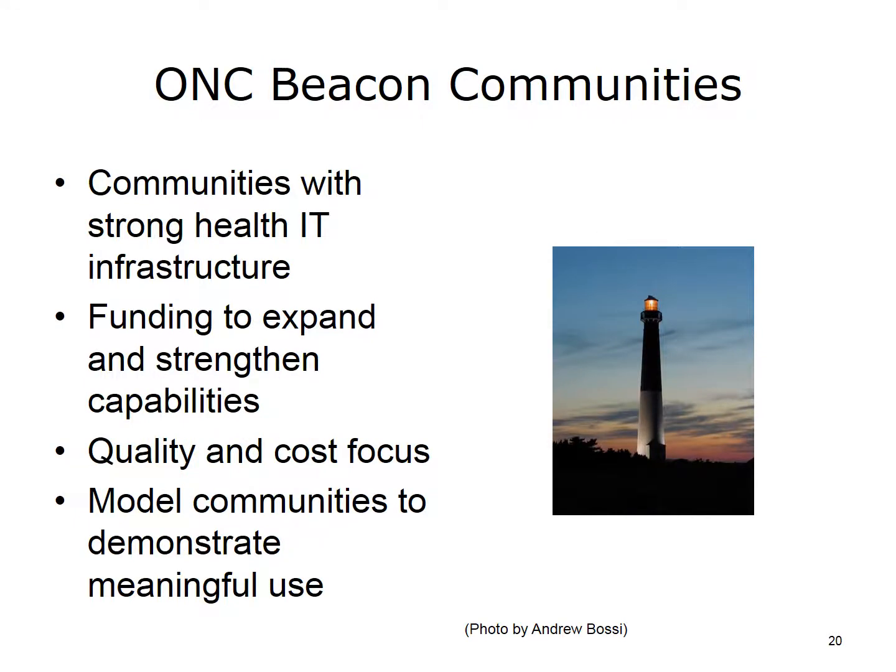In addition to providing incentives to individual hospitals and physician practices to promote the meaningful use of health IT, HITECH also provided funding for what were called Beacon Communities. These are communities that already had demonstrated strong health IT capabilities. The funding was to strengthen them so that they could become models in using information exchange to promote meaningful use to improve quality and reduce costs. The name Beacon Communities comes from the idea of a beacon or lantern that lights the path for others to follow.